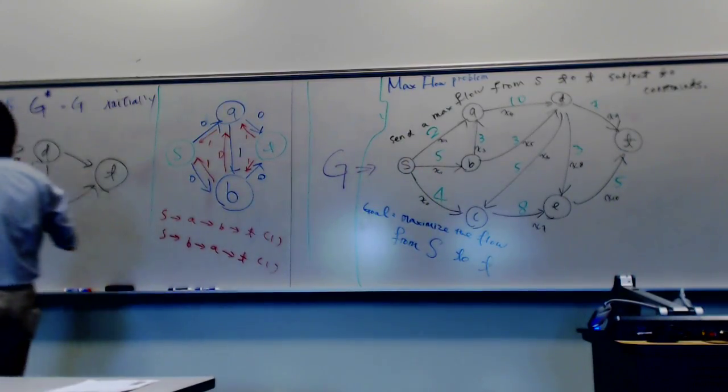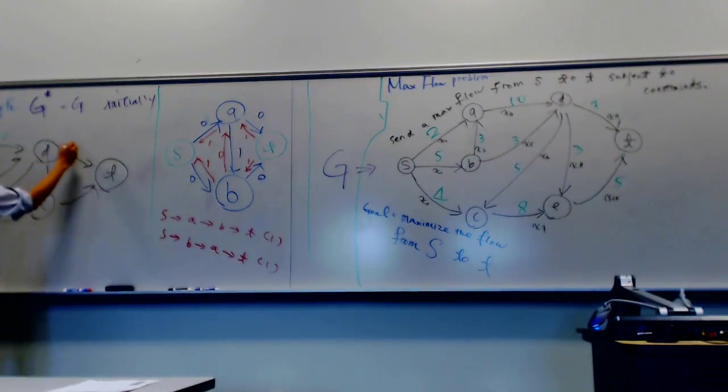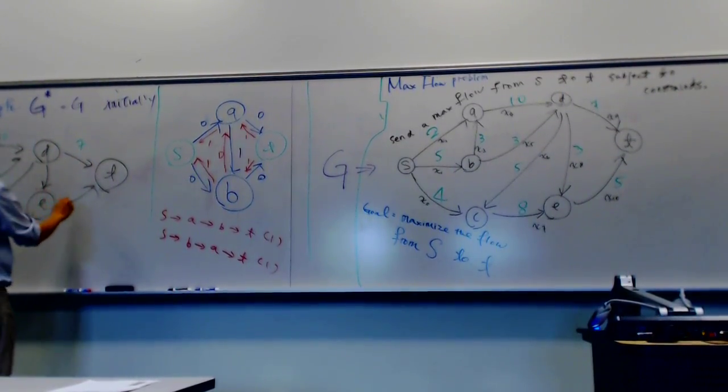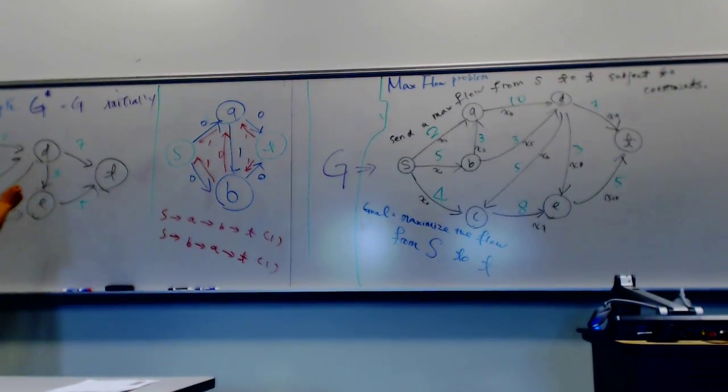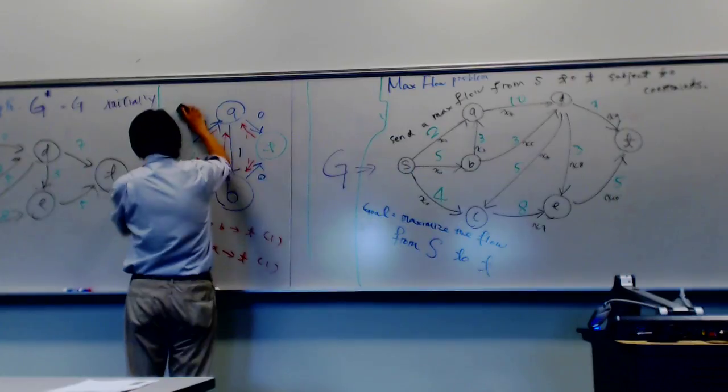So let me get this right. This is basically 3. I'm saying, I got 3, and then I subtract it. So that becomes a 2, this becomes a 0, this becomes a 7, and this becomes a 5. It's not clicking in my head, but I think I got the idea.